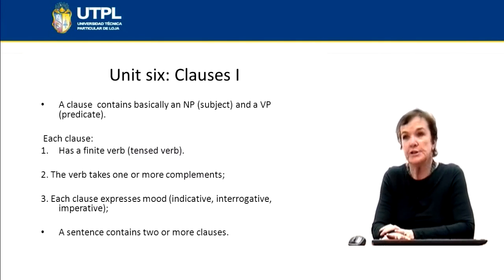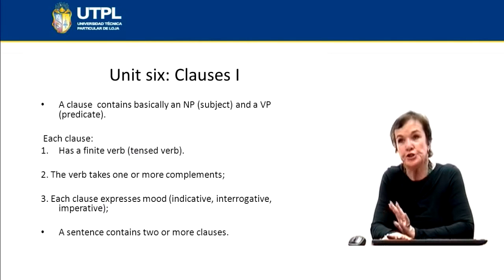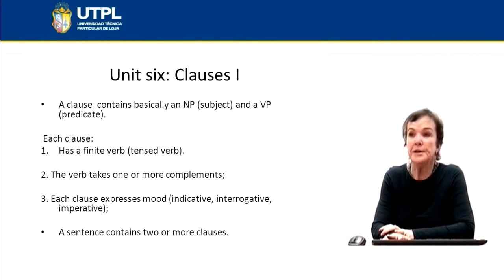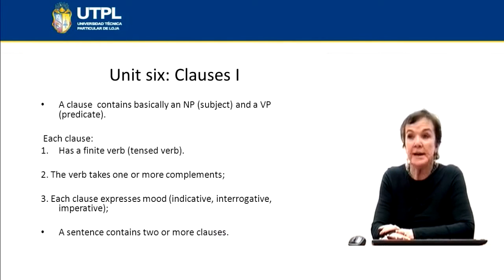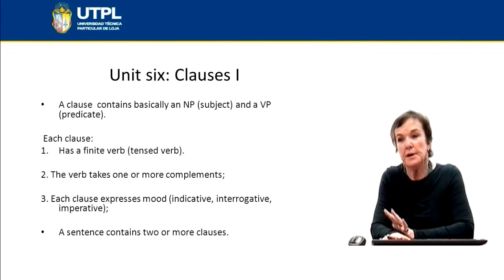The characteristics of clauses can be determined as this. First, a clause has a finite verb. A finite verb can be a tense verb, it can be in the present, past, or future, or also a verb plus an auxiliary. In the second place, the verb takes one or more complements. Remember in the first class, a verb can take a complement and adjunct.